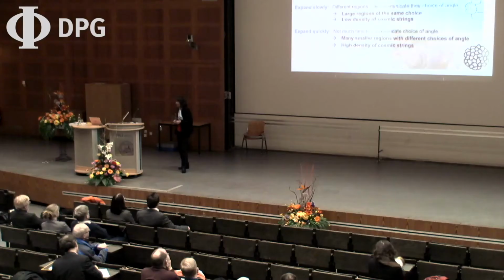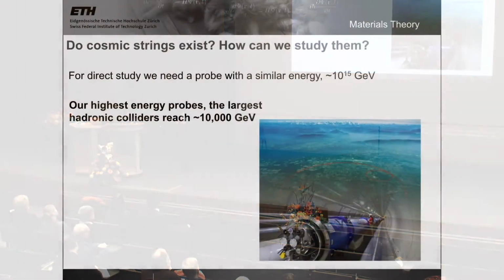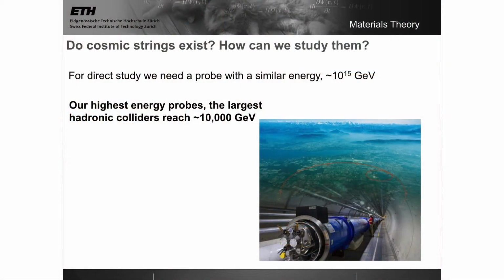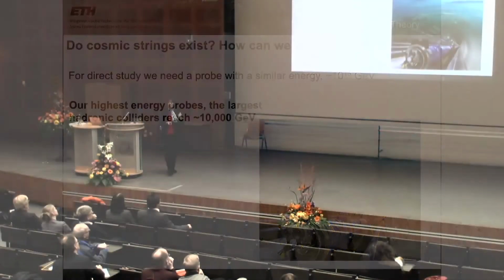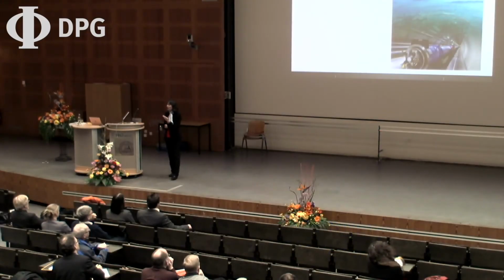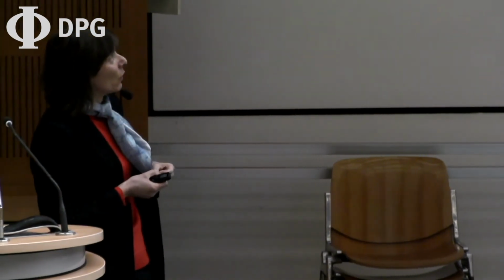And of course, one would like to know if this is correct. And so how can we go about testing whether this description is appropriate for the early universe? Well, to measure anything in physics, we need to use a probe that's of a comparable energy to the property that we want to investigate. And for cosmic strings, this energy is of the order of 10^15 gigaelectron volts.